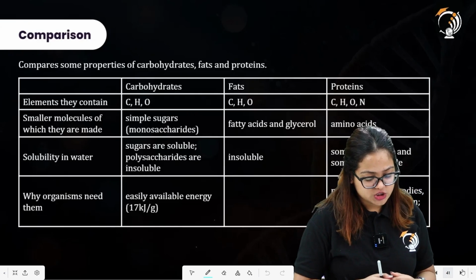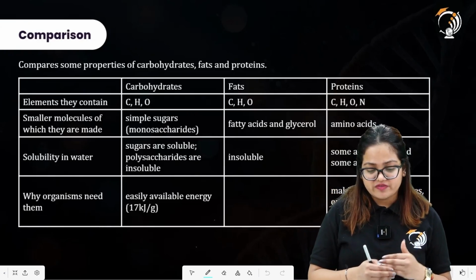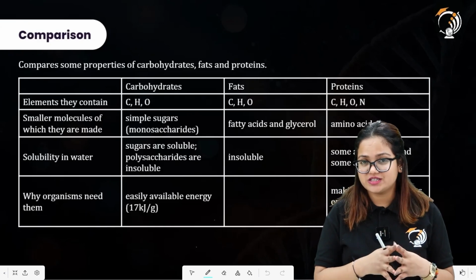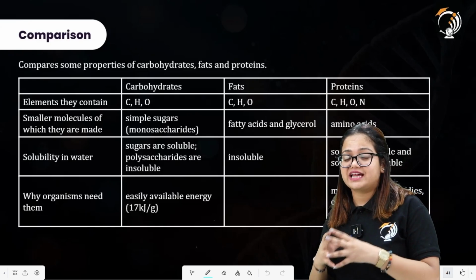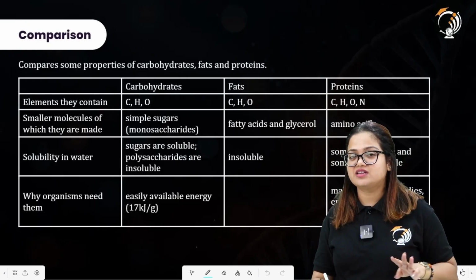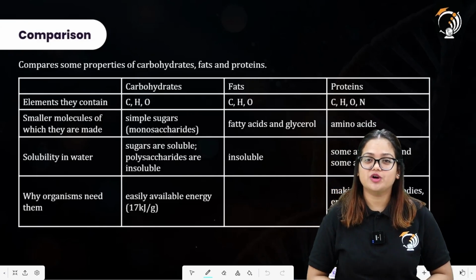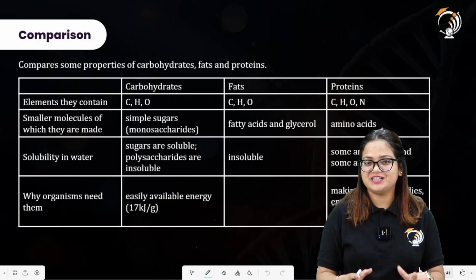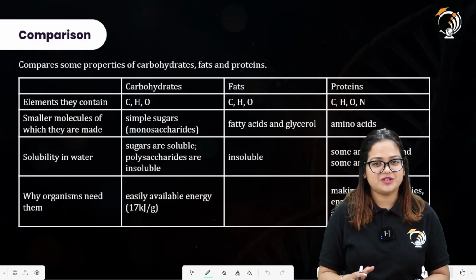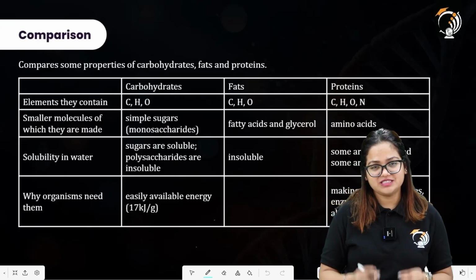Then the smaller molecules of which they are made. Carbohydrates are made up of simple sugars. These sugars are also called monosaccharides. Fats are made up of fatty acids and glycerol, where fatty acids are 3 in number and one glycerol molecule is there. Then you have proteins. The monomers for proteins are amino acids linked by peptide bonds. I hope this is clear to you all and getting straight into your mind that we have all studied about this and we can simply solve the questions.